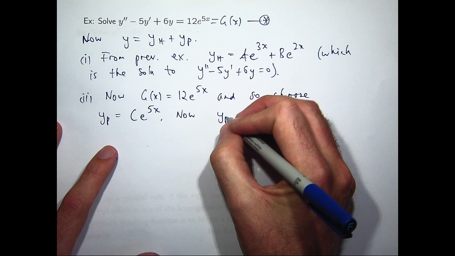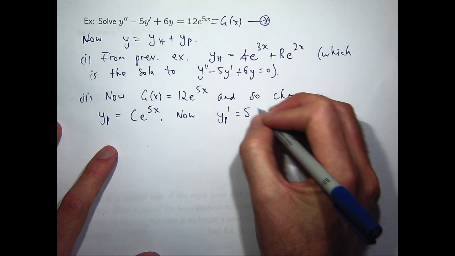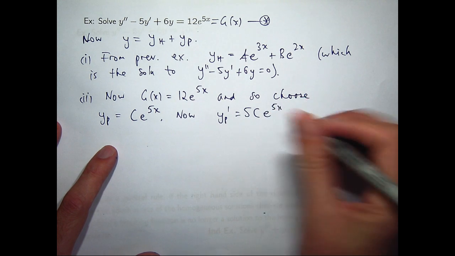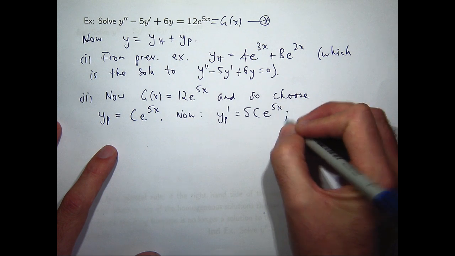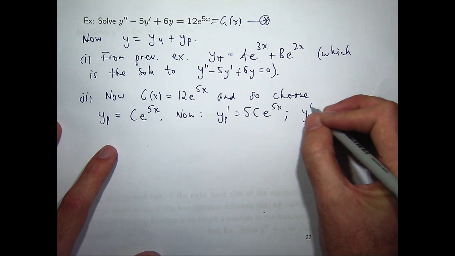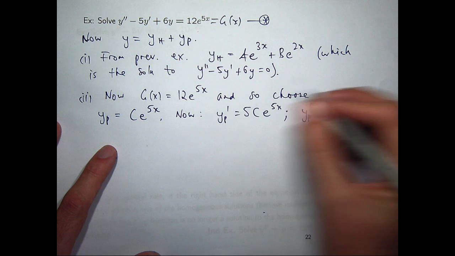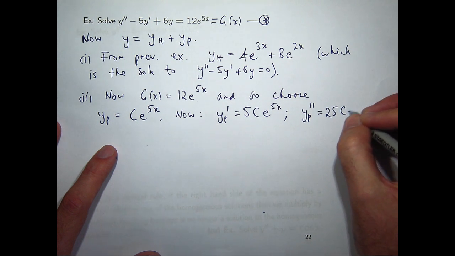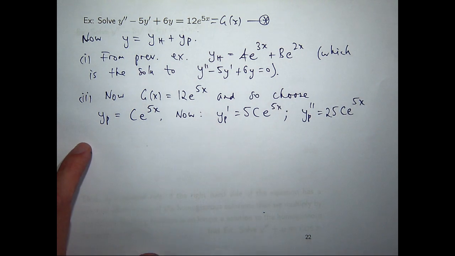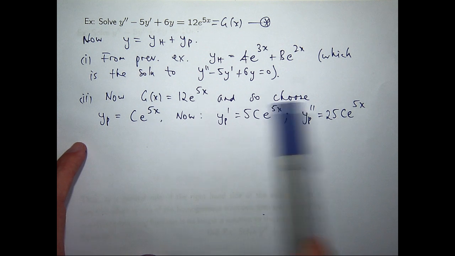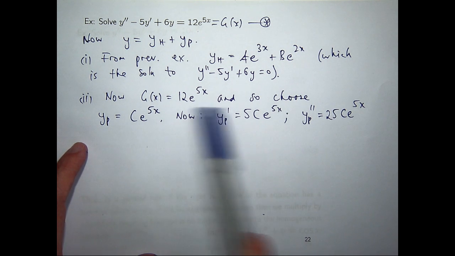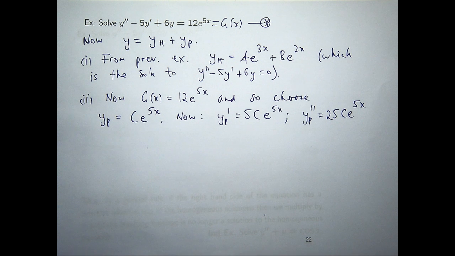Okay, so let's just differentiate once. I'll get 5c e to the 5x. Differentiate twice. I'll get 25, so that 5 comes to the front again, 25c e to the 5x. And what I'm going to do is sub in these three functions into star, and then equate the coefficients and find the value of c. That makes this a solution.